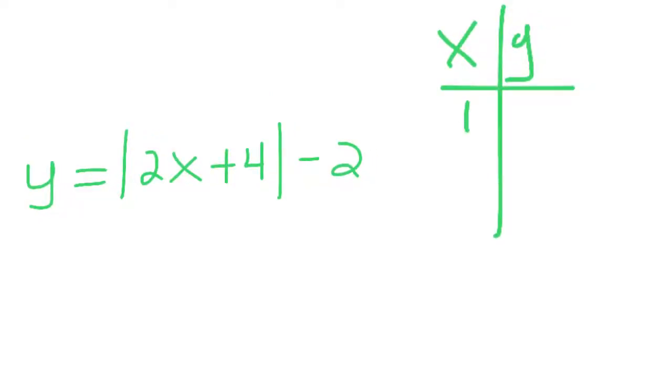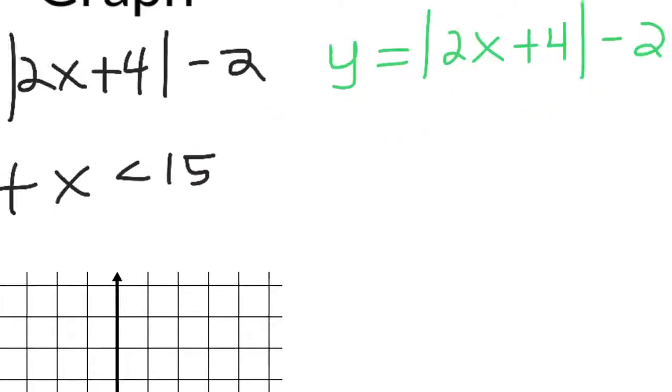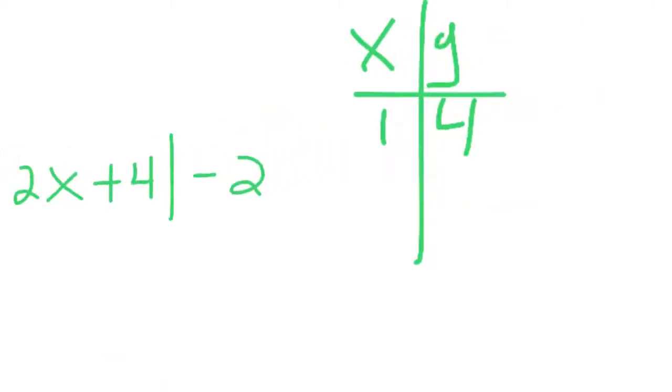If you plug in a 1 in there, 2 times 1 makes 2, 2 plus 4 makes 6, absolute value of 6 is 6, 6 minus 2 is 4. So 1 comma 4 is going to be a dot on this graph, right there. And then you can find some other dots by just going through the table and getting some more values.